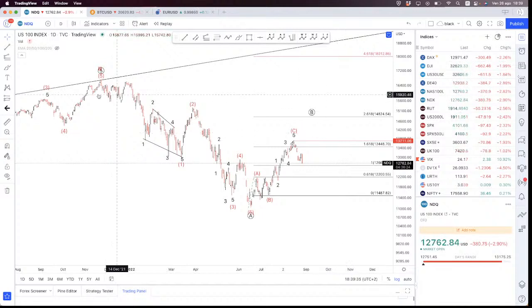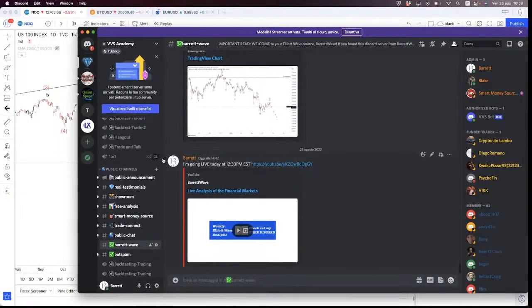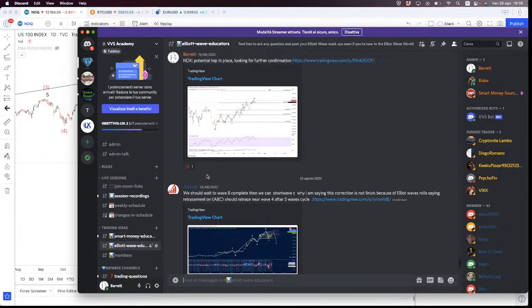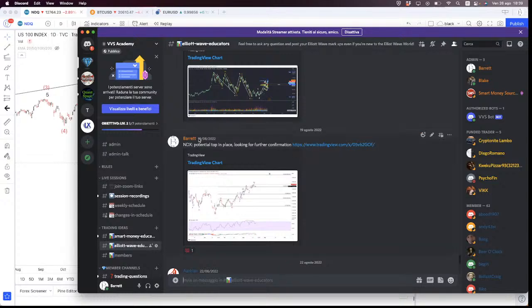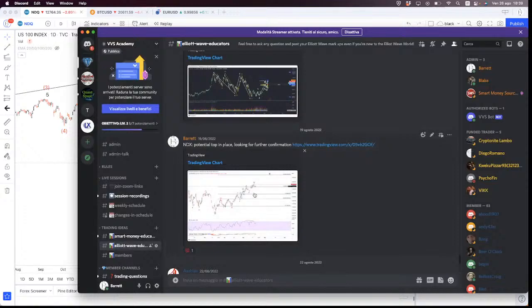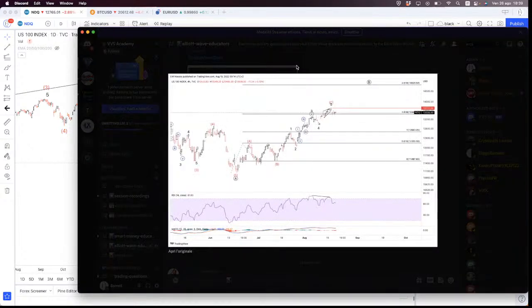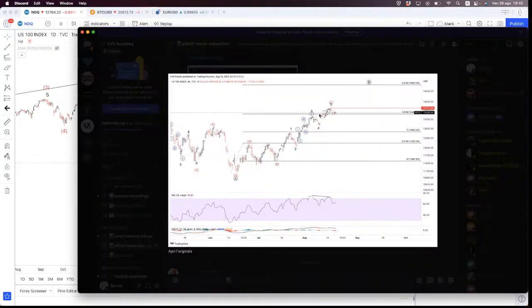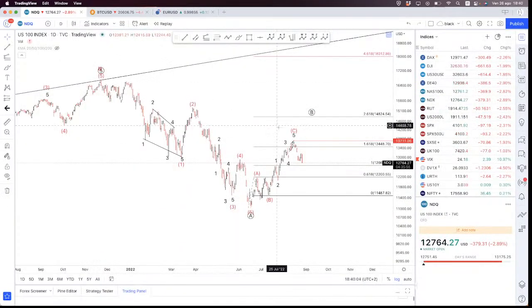So basically, obviously, this is a Nasdaq. This is what I've been looking for. Here on the private Discord for members only, I said on August 19th, I sent the Nasdaq, and I said potential top in place on August 19th, and the top was 13,711. We topped there and moved lower since.